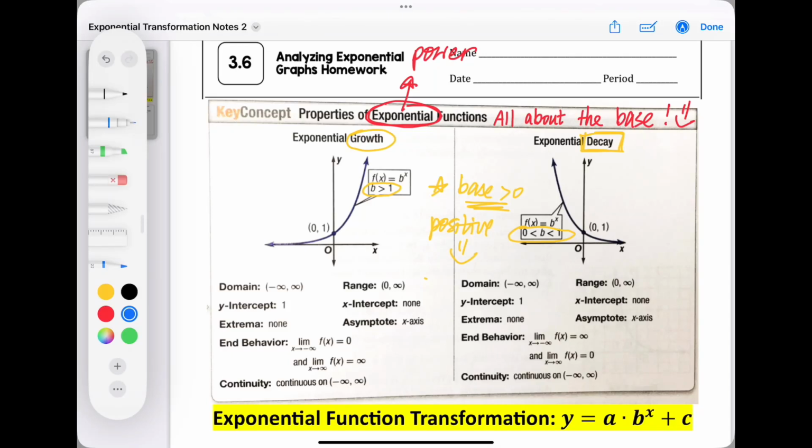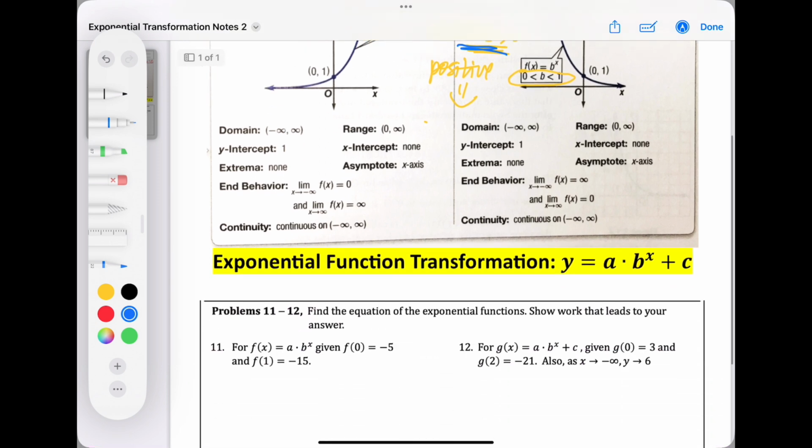Alright, in this video, we're going to continue to talk about the exponential function. So all about a base. Recall the base had to be positive, bigger than 0. How do we know it's a growth when the base is bigger than 1? How do we know it's a decay when the base is less than 1?